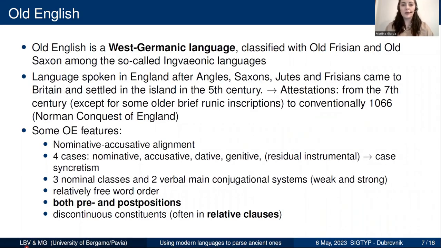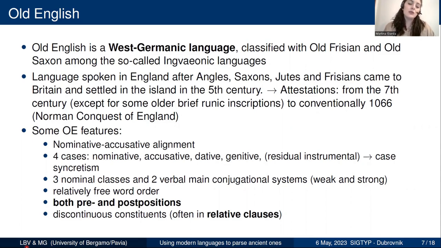Old English is a West Germanic language, classified with Old Frisian and Old Saxon among the so-called Ingvaeonic languages. It was spoken in England after Anglo-Saxons, Jutes and Frisians came to the island and settled in it in the 5th century. Attestations go from the 7th century to conventionally 1066, the date of the Norman conquest of England.